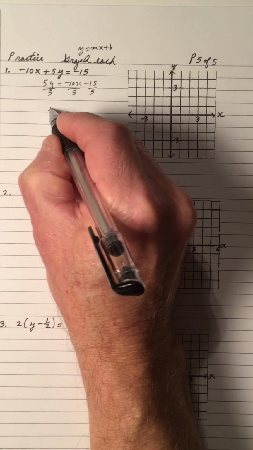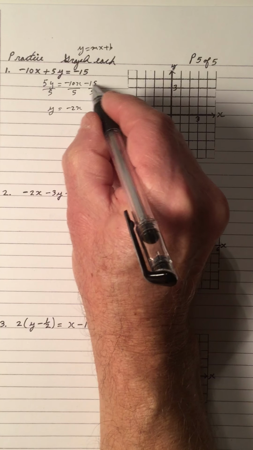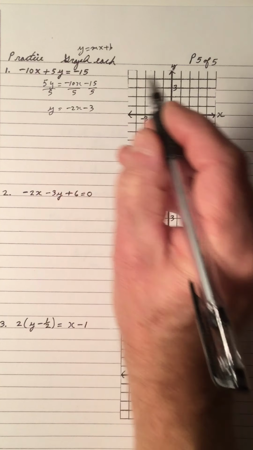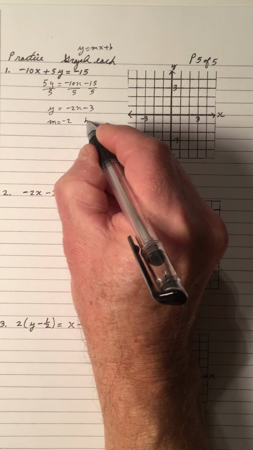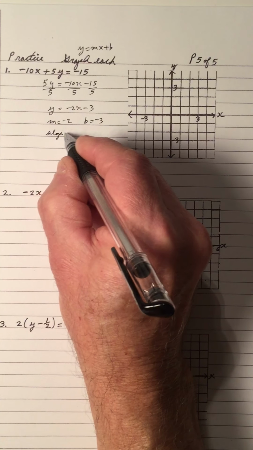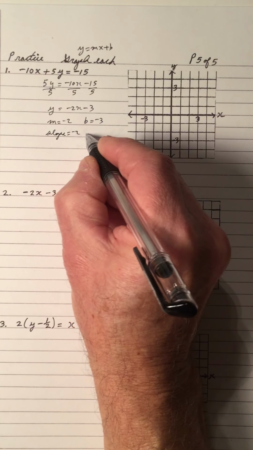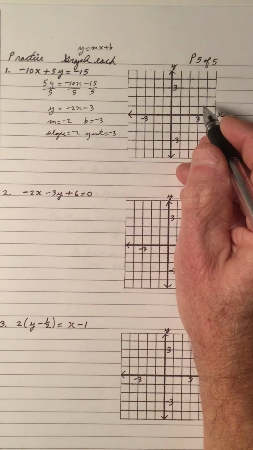So 5 divided by 5 is 1. Negative 10 divided by 5 is negative 2x. Negative 15 divided by 5 is negative 3. So the m is negative 2, the b is negative 3. So that means the slope is negative 2, and your y-intercept is negative 3.